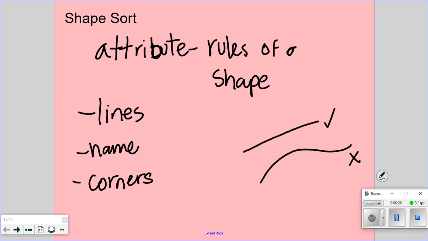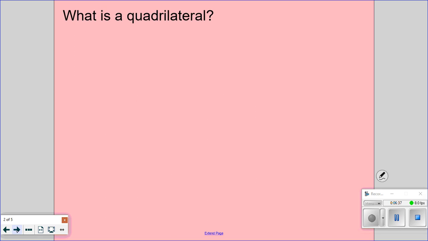Turn to the next blank page in your math notebook, please. Here you go. He was first. Turn to the next blank page. Your title is, what is a quadrilateral? What is a quadrilateral?